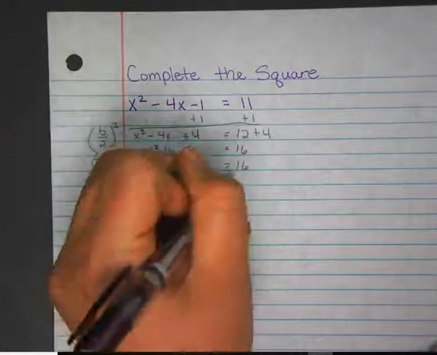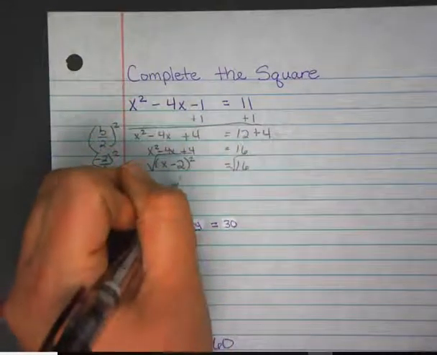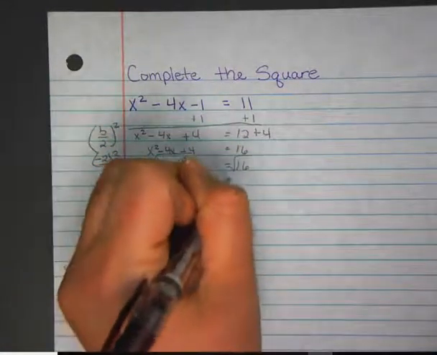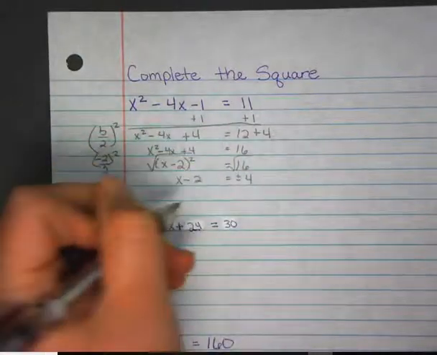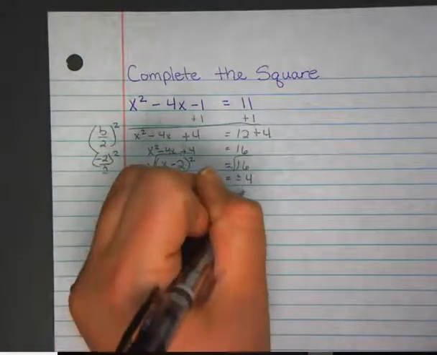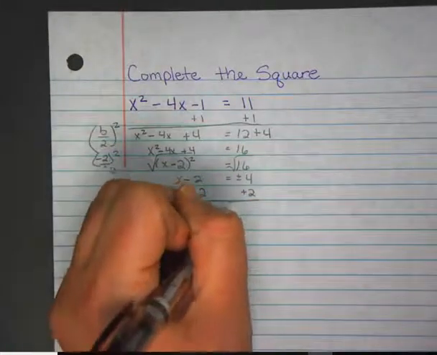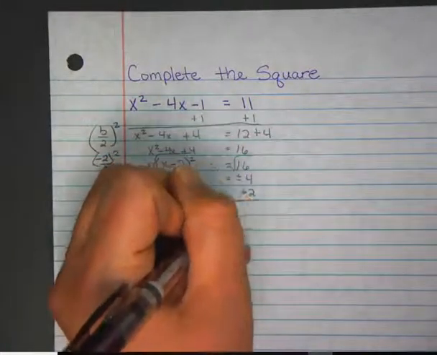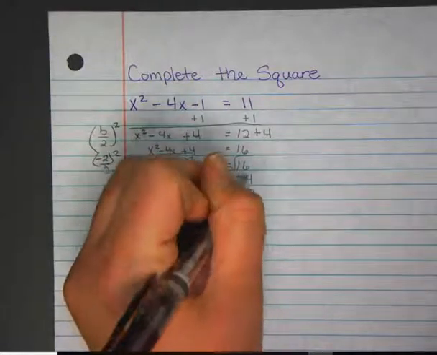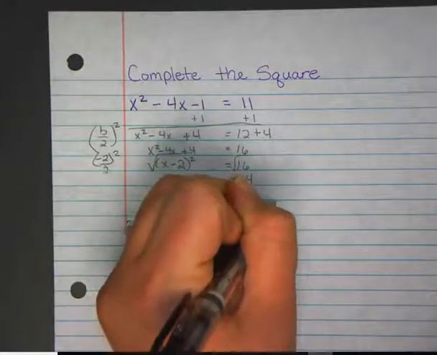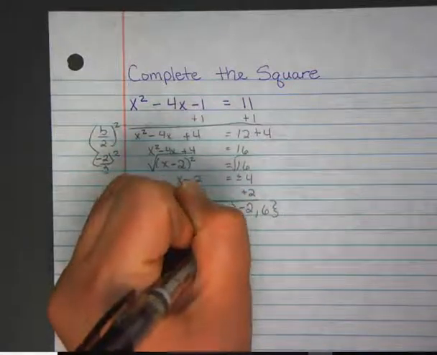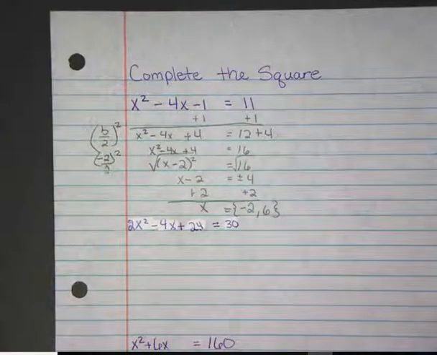And then we take the square root of both sides. We get x minus 2 equals positive or negative 4. Add 2 to both sides. And we're left with x equals negative 4 plus 2 is negative 2. 4 plus 2 is 6. And those are our answers, negative 2 and positive 6.